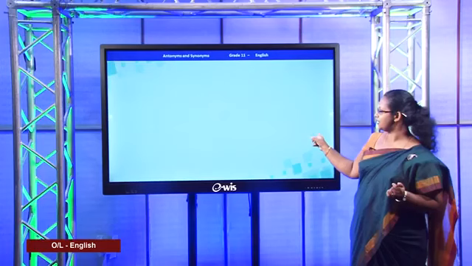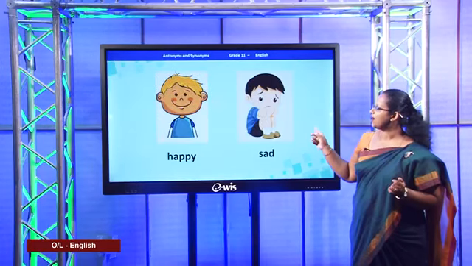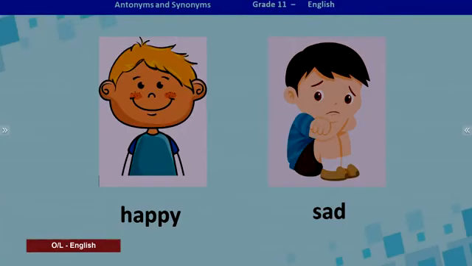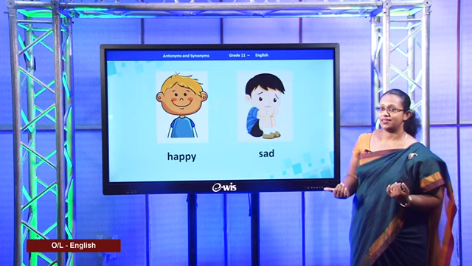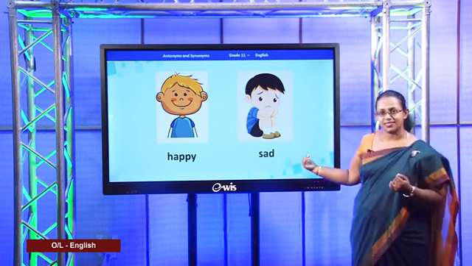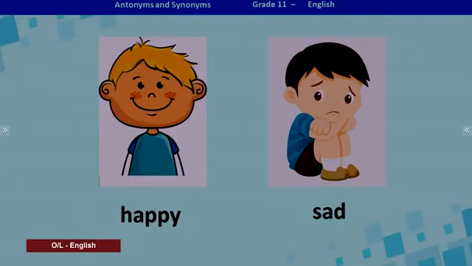Let's move on to another example. On the screen, you can see two boys. The first one, he is smiling nicely because he is happy. But the other one is not smiling. He is upset. He is not happy. Opposite of happy, of course, that is sad. The opposite of happy is sad.